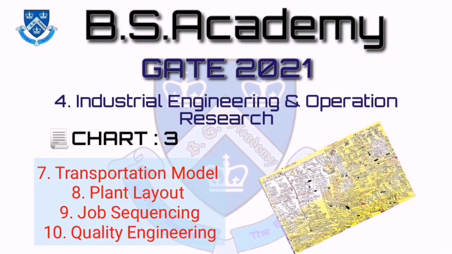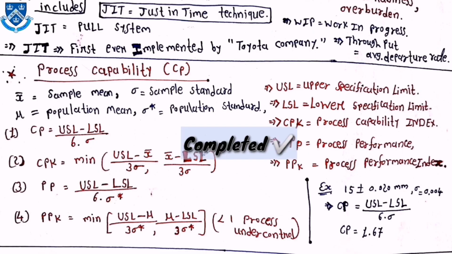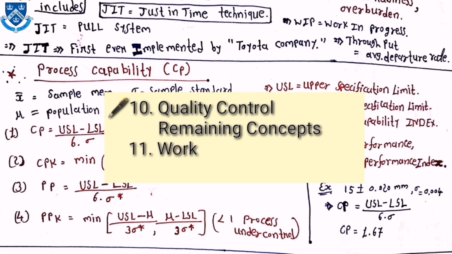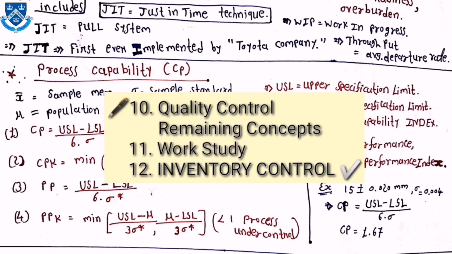So this is all about the third chart of the IM and OR subject, in which we have considered the first one is the transportation problem, then the plant layout, then the job sequencing, and at the end the quality engineering is there. We have considered only the important formula for understanding the concepts. You can calculate some more examples based on the concept for your practice.